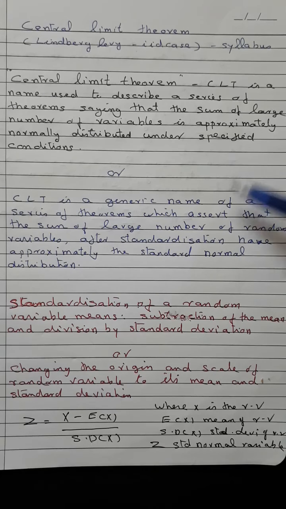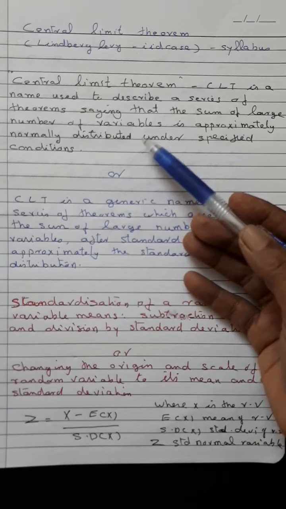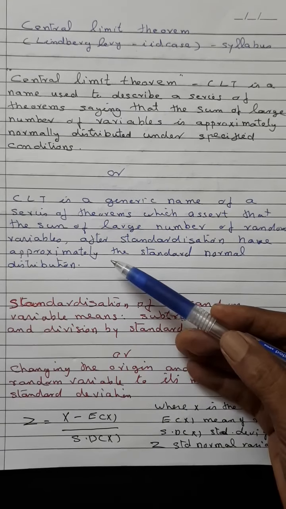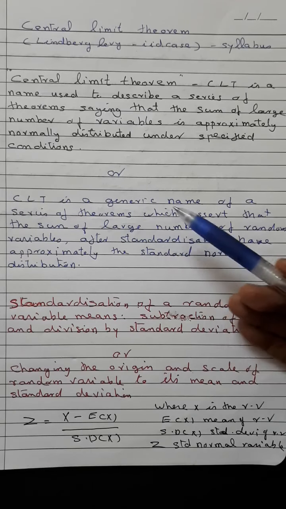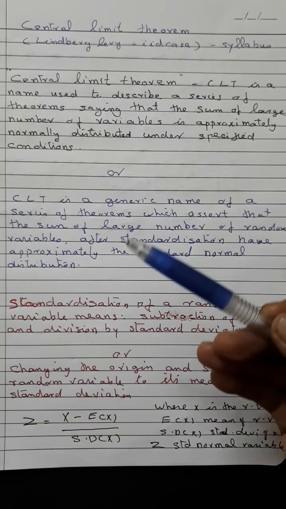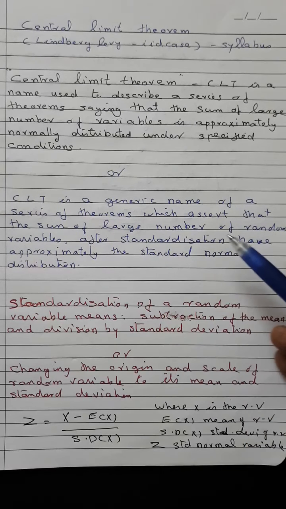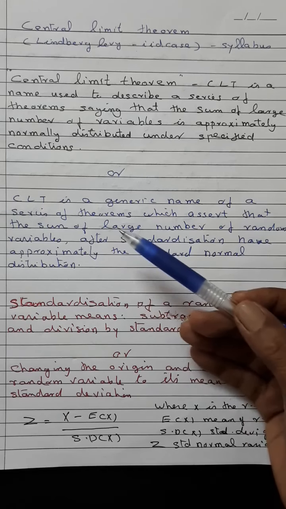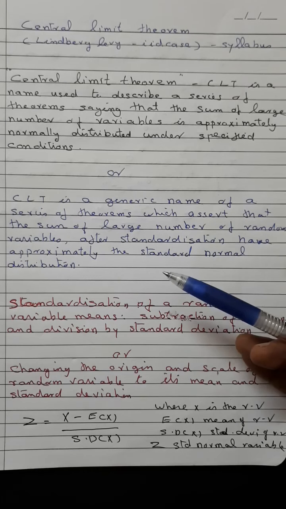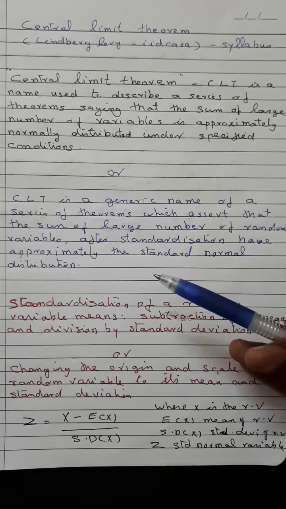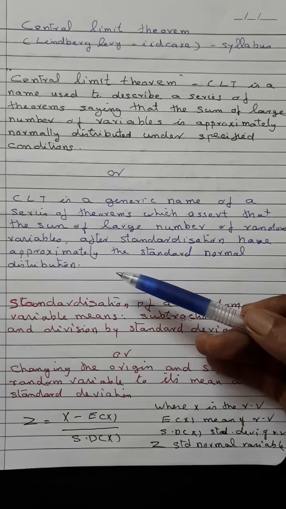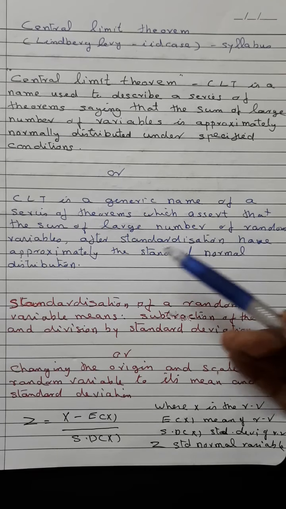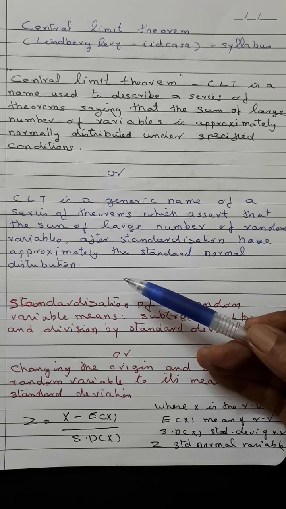These two are the same. Here we are stating that it is normally distributed, and here we are telling it follows the standard normal distribution after standardizing the random variable. That is, we are going to standardize the sum of a large number of random variables using its mean and standard deviation. Again, we know that a function of a random variable is another random variable. So the sum of random variables is also another random variable.